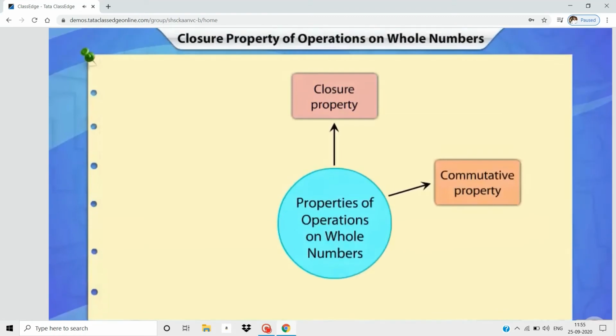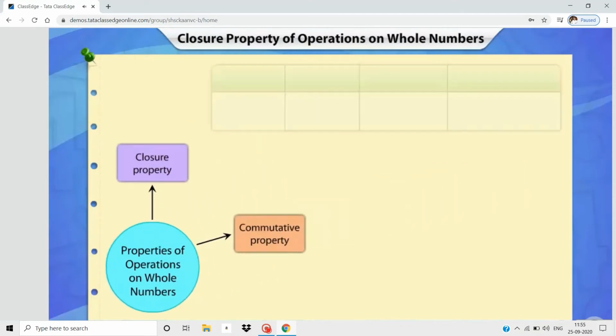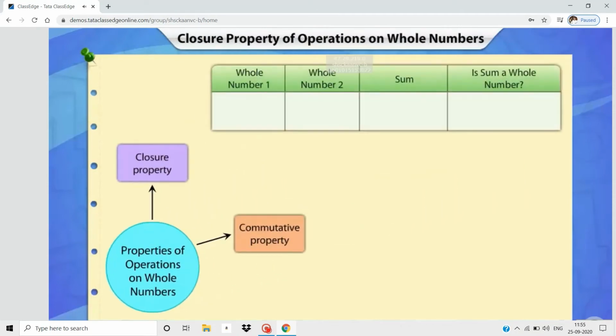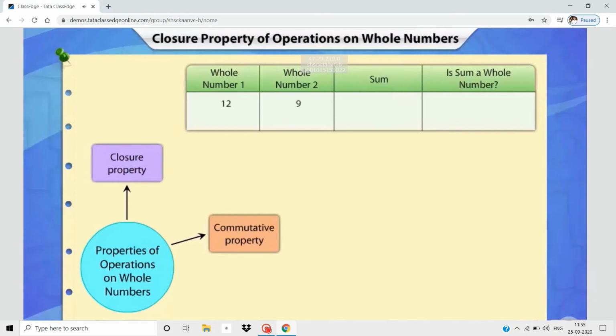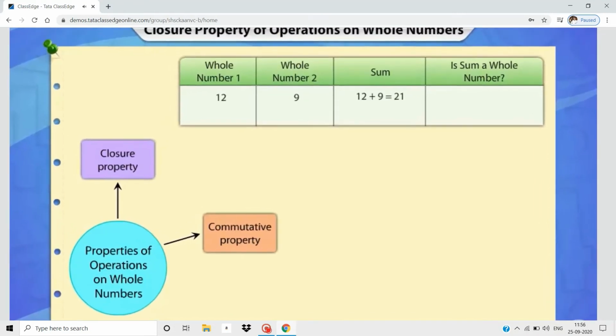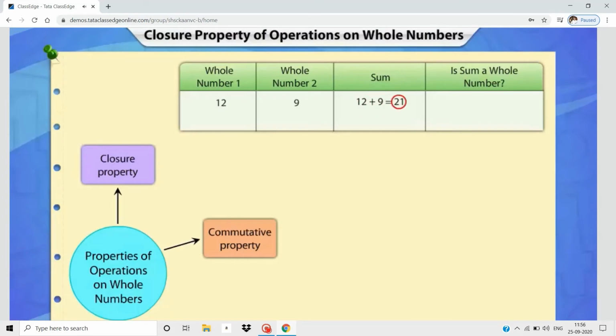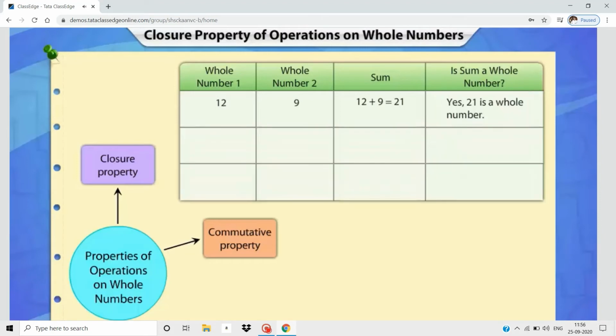Let us first discuss the closure property of operations on whole numbers. Consider 2 whole numbers, 12 and 9. The sum of 12 and 9 is 21. 21 is a whole number. Take another pair of numbers, 7 and 10. The sum of the whole numbers 7 and 10 is 17. Again, 17 is a whole number.